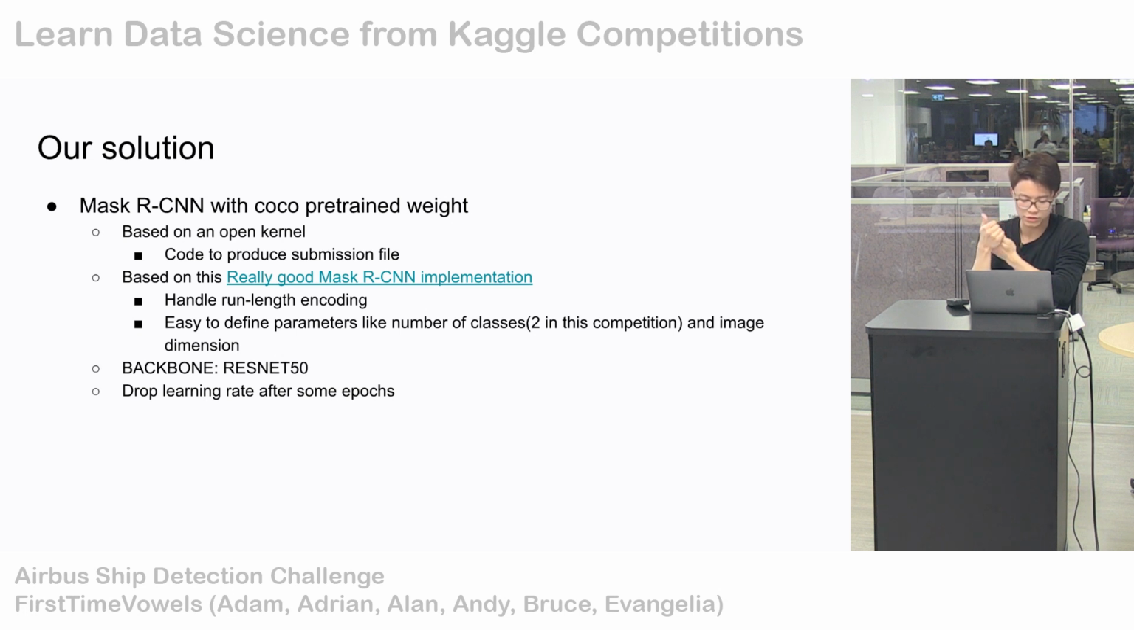And the backbone I use is ResNet 50, because I think that's the only ResNet model built into Keras. And I wish I could switch to something like ResNet 101, but it's just easier to use 50. I also tweaked the learning rate a little bit, and I implemented it so the learning rate would drop after some epochs.